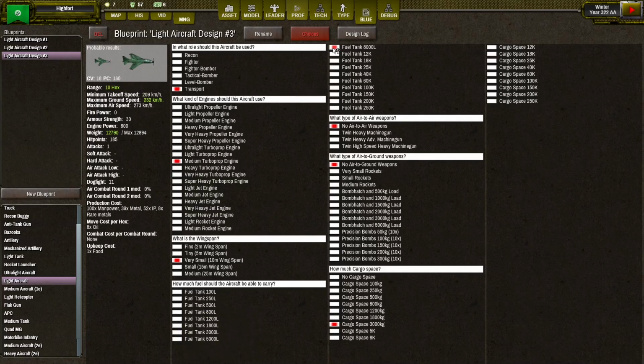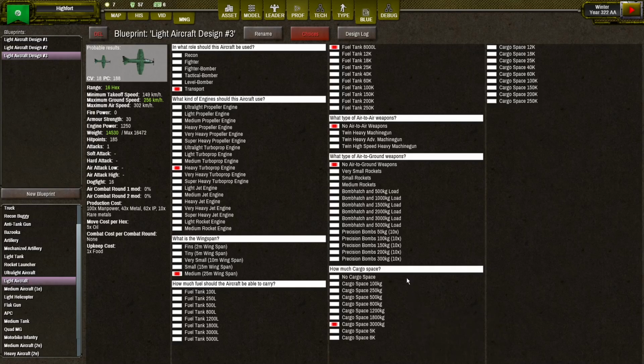7, 9, 10, and 10 is the limit, but let's try to play with wings. Oh, wings also are helping, so 14. And now a bit increase the engine, so 16 hex range.